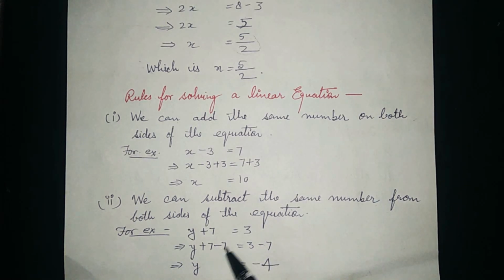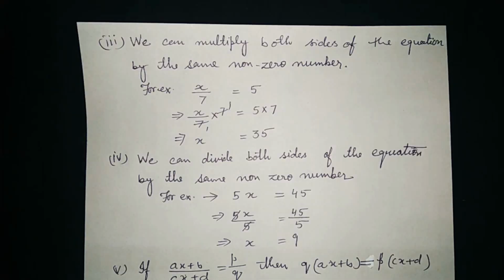Plus 7 minus 7 is 0. So here only y is left, and 3 minus 7, what? Minus 4.